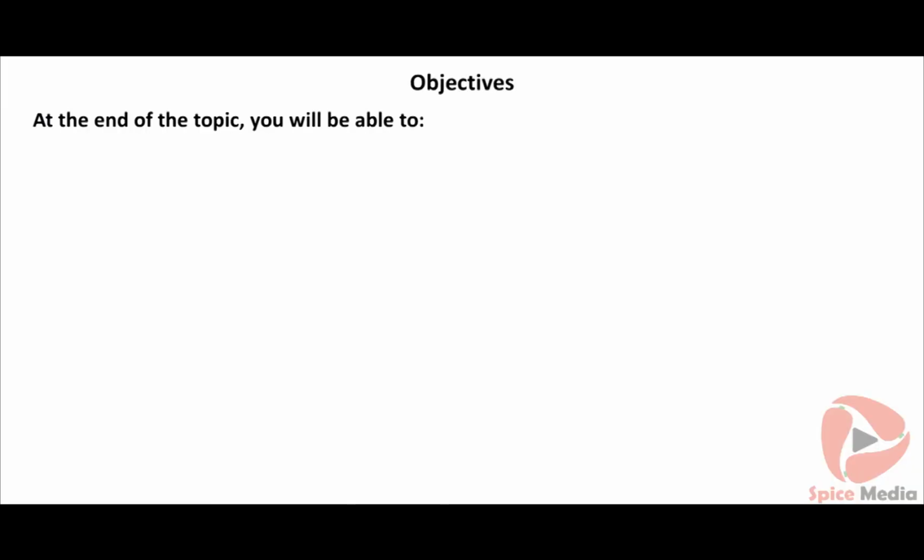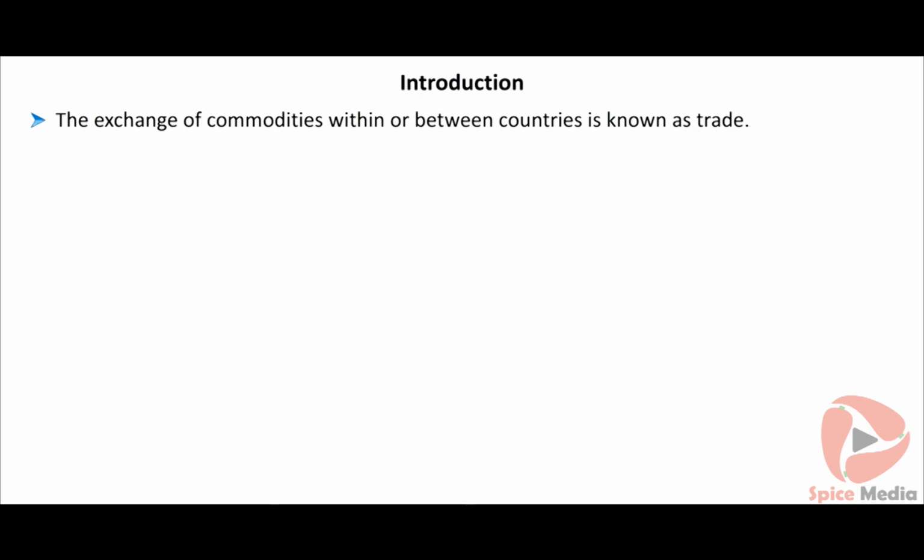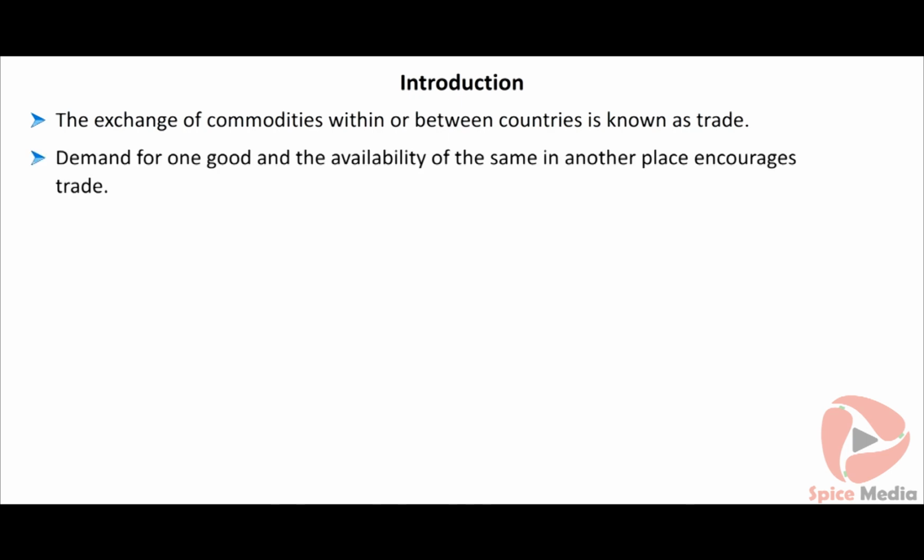At the end of the topic, you will be able to discuss the factors affecting trade and identify the distribution of trading regions. The exchange of commodities within or between countries is known as trade. Demand for one good and the availability of the same in another place encourages trade. The uneven distribution of natural resources is the basis for the trade between the countries.